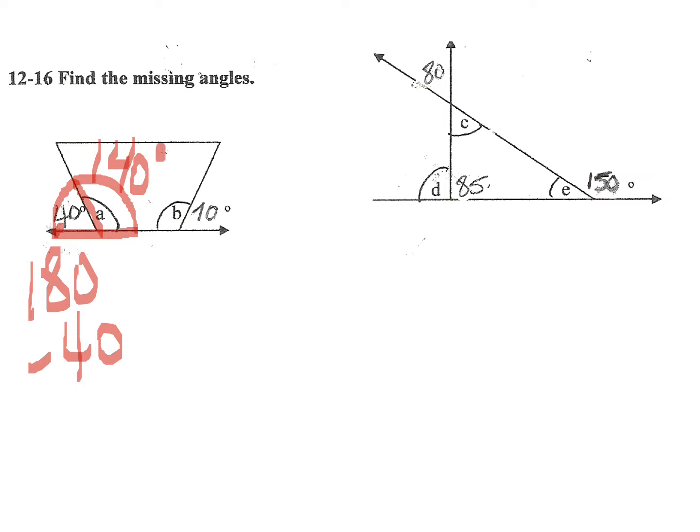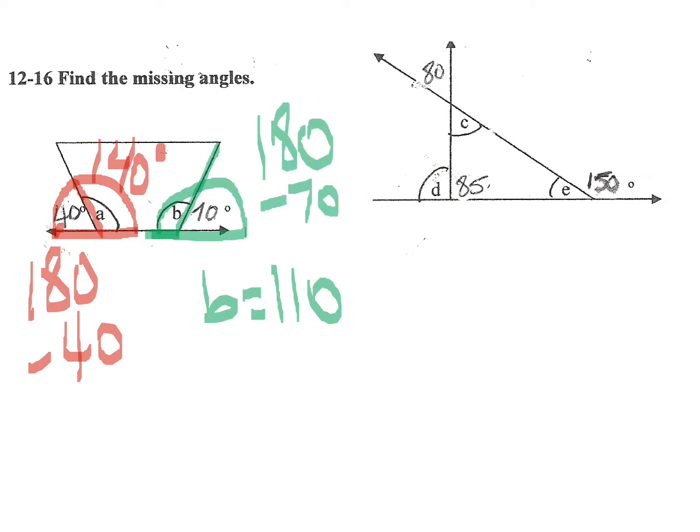Same thing's happening with B. B sitting up against there, not a vertical, not a straight, not a right angle, so it's supplementary. B and 70 make 180, so B is going to be 110. You're just saying 180 minus the one you know. A lot of stuff in geometry adds up to 180, sometimes 360.